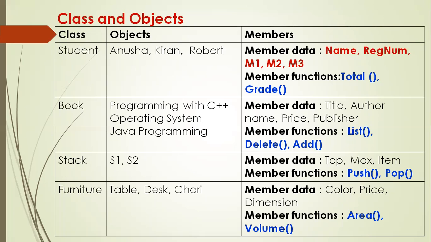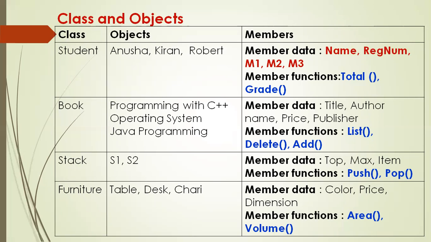Deleting a book, adding a new book. So these are the member functions. The third one is stack. Stack you already studied in your second semester data structure. S1 and S2 are the two stack variables. The member data of a stack data structure are top, max, item, and the member functions are push and pop.